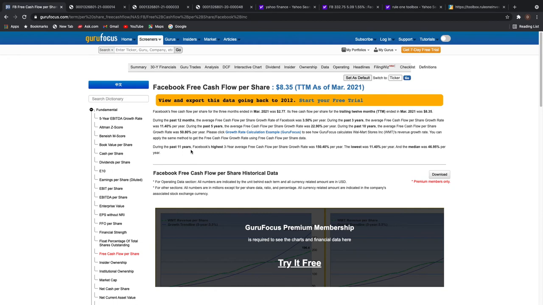So here we are in Guru Focus, and I've just checked what their free cash flow per share is. We can see here that according to Guru Focus, free cash flow per share for the trailing 12 months ending in March this year was 8.35. So I'm getting a slightly different number, but not very far out. That's probably just decimals in the number of shares outstanding or the actual free cash flow. But that really is close enough for us to be able to do the calculation. So I'm happy that my calculations come close there.